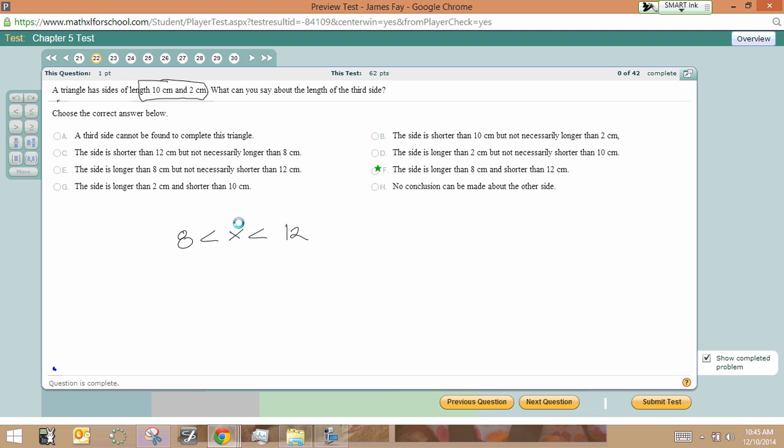So x is, if we read this, x is longer than 8. That's what that means. X is bigger than 8 and shorter than 12. So if I read that there, x is less than 12, shorter than 12.